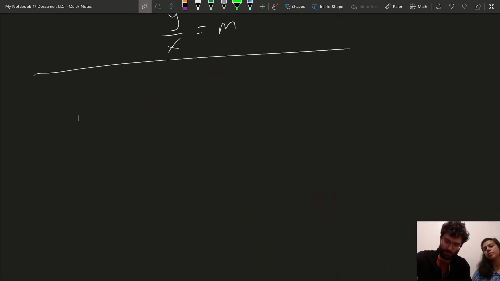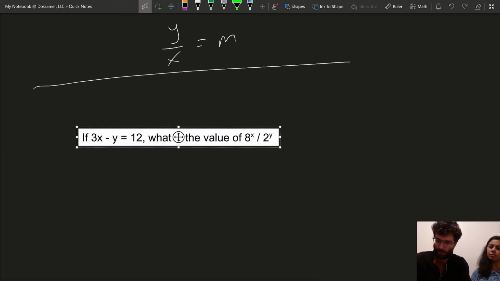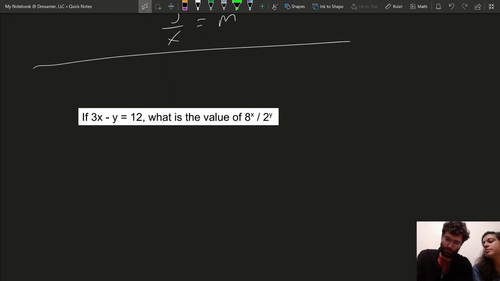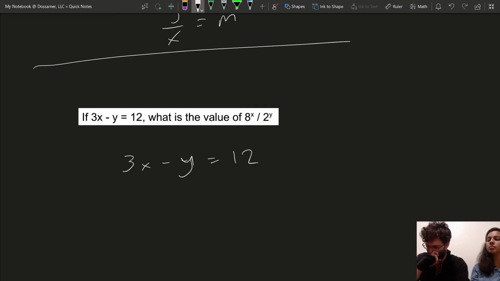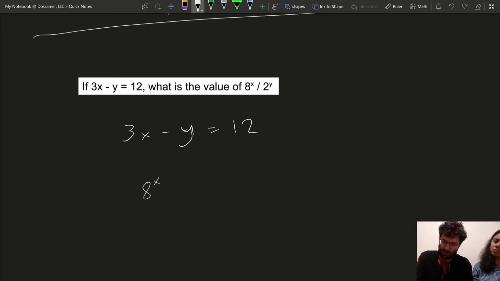So this one is not a word problem. It is a fun problem, as we found out the long way last time, in the sense that it's not quite a trick question, but it also doesn't give the answer that you might expect. Let me go down here and blow it up a little bit. Okay. So, in some ways this is straightforward, in some ways it isn't. What's it asking? If 3x minus y is equal to 12, what is the value of 8 to the power of x divided by 2 to the power of y?